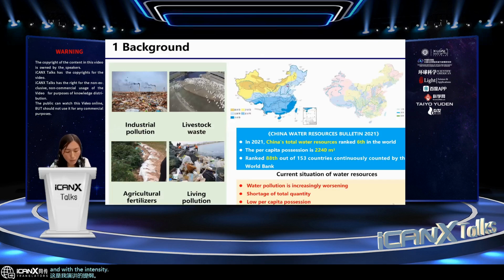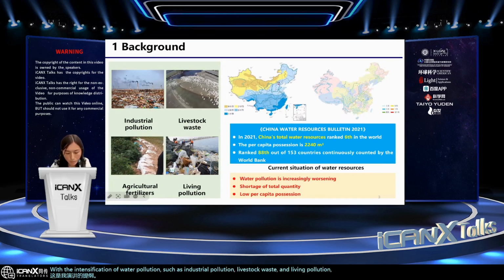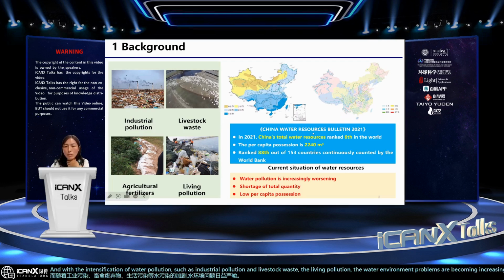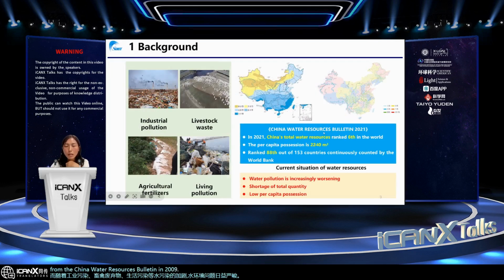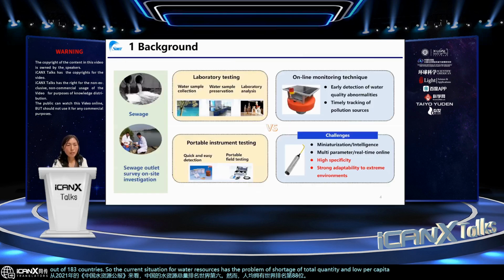With the intensification of water pollution, such as industrial pollution, livestock waste, and living pollution, water environment problems are increasingly worsening. From the China Water Resources Bulletin in 2021, China's total water resources ranked 6th in the world. However, the per capita possession is ranked 88th out of 183 countries. So the current situation of water resources has the problem of shortage of total quantity and low per capita possession.